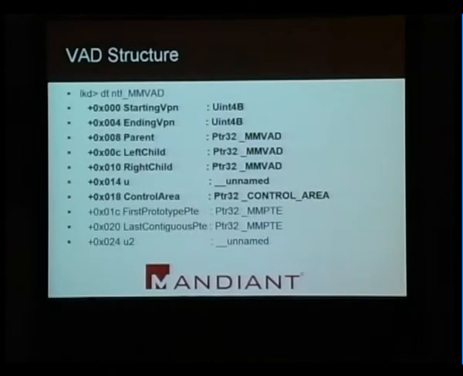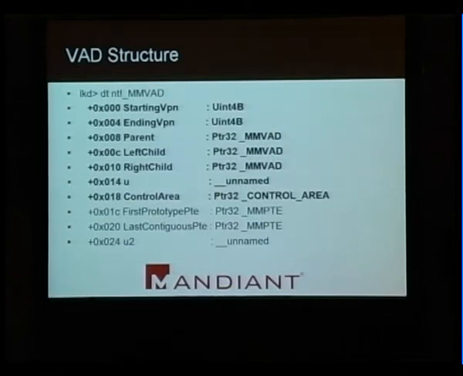All right, so the VAD structure looks like this. The ones in bold are the ones I'm going to talk about. The starting VPN is the starting virtual address of that memory section. The ending VPN is not the ending virtual address. It is the size of the memory section. Parent is the parent pointer in the tree. Left and right are their children.